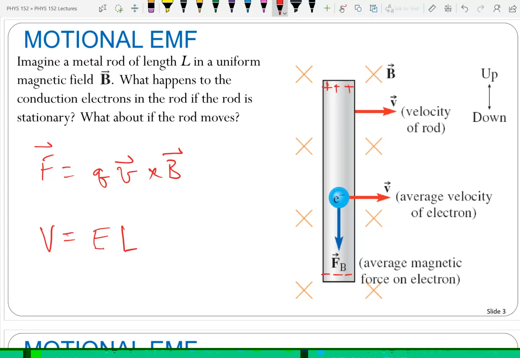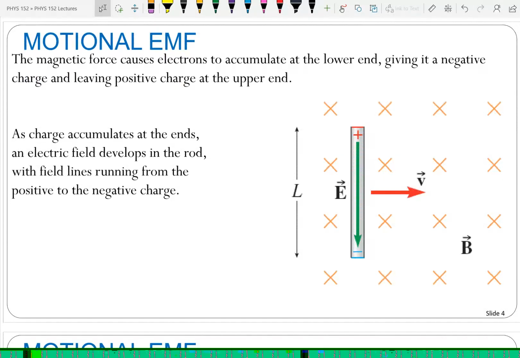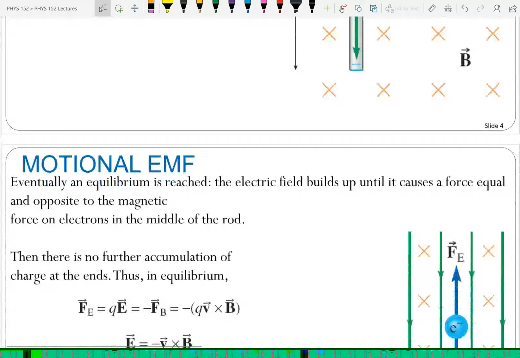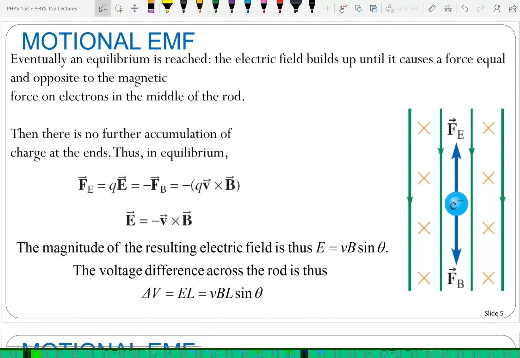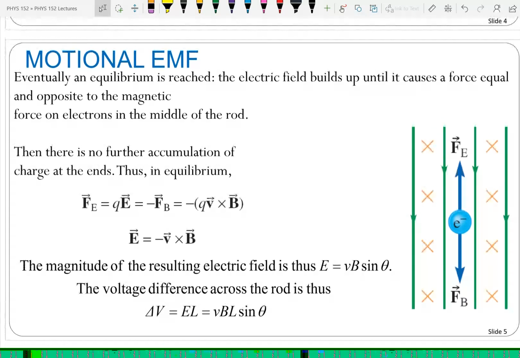And so how big is that electric field? How are all those things going to come together? That's what the motional EMF is talking about. It's talking about how much voltage difference you create by moving the charge or the rod through the magnetic field. So how do we calculate that value? I didn't need to have the slide that was in between. I don't know what I was thinking.